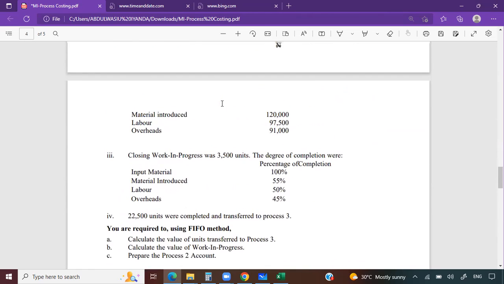Additional information: the closing work in progress was 3,500, and this is the degree of completion. 20,500 units were completed and transferred to process 3. 22,500 units were completed and transferred to process 3. Let's understand the question, it's very straightforward.